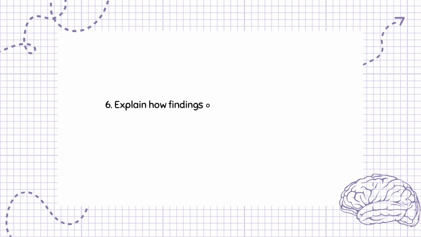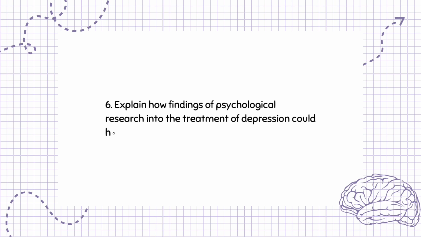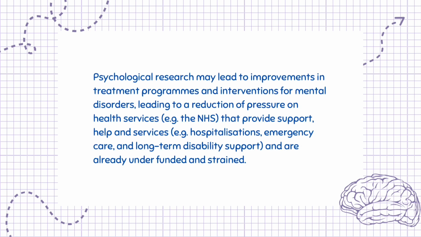Question 6. Explain how findings of psychological research into the treatment of depression could have implications for the economy. 2 marks. Psychological research may lead to improvements in treatment programs and interventions for mental disorders, leading to a reduction of pressure on health services, e.g. the NHS, that provide support, help and services, e.g. hospitalizations, emergency care, and long-term disability support, and are already underfunded and strained.